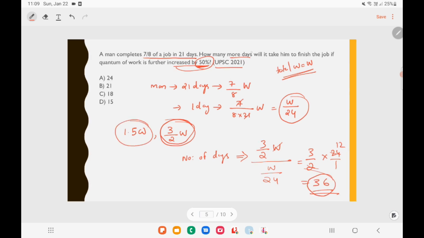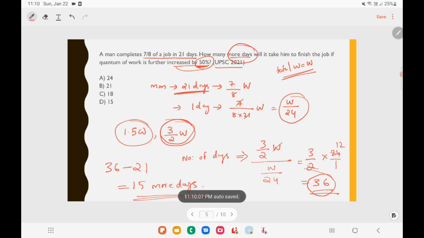But here the question is, how many more days will it take? He already worked for 21 days, right? So it will take 36 minus 21, which is 15. So 15 more days will it take for him to complete the job. So the answer is D, 15.